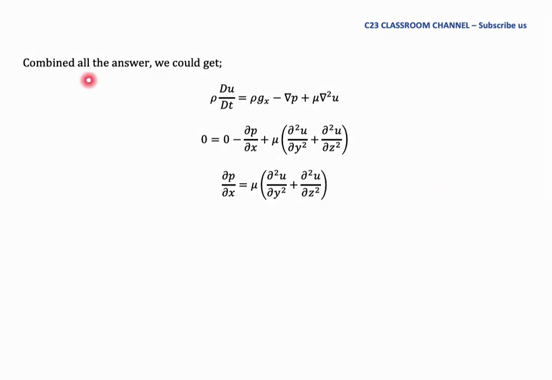Then we combine all the answers, and we get this expression. So this is the simplified Navier-Stokes equation. We substitute all the findings for each term here, so we get 0 equals 0 minus del p over del x plus mu times del square u over del y square plus del square u over del z square. Then we bring del p over del x to the left side, so we get the expression for pressure over the x direction as given here.